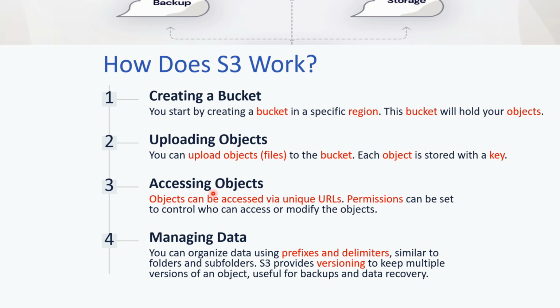The third step is accessing objects. Objects can be accessed via unique URLs. Permissions can be set to control who can access or modify the objects. The fourth step is managing data. You can organize data using prefixes and delimiters, similar to folders and subfolders. S3 provides versioning to keep multiple versions of an object, and it is useful for backup and data recovery.